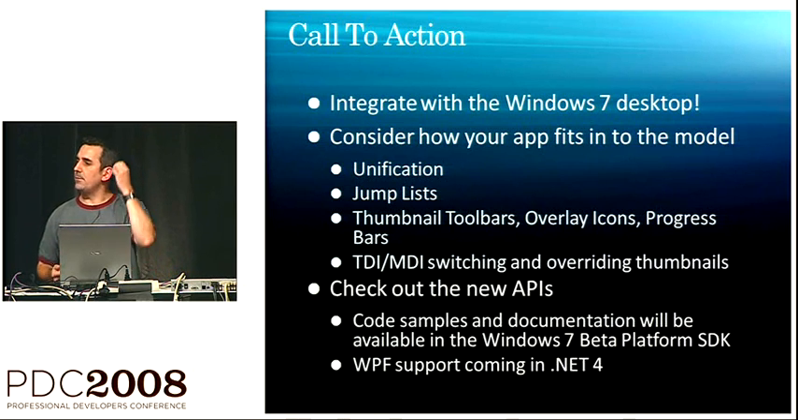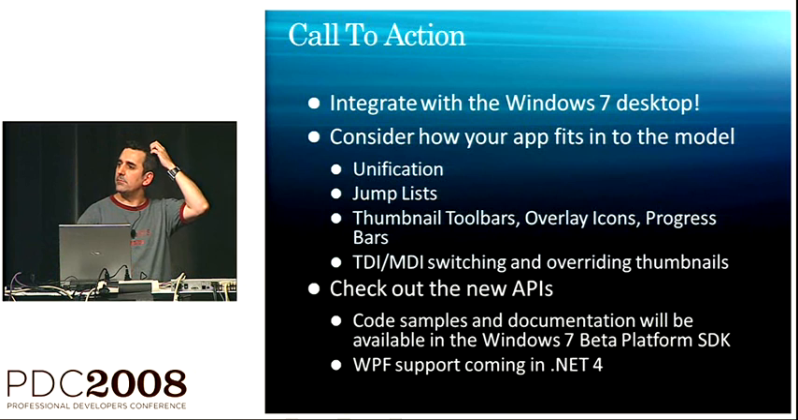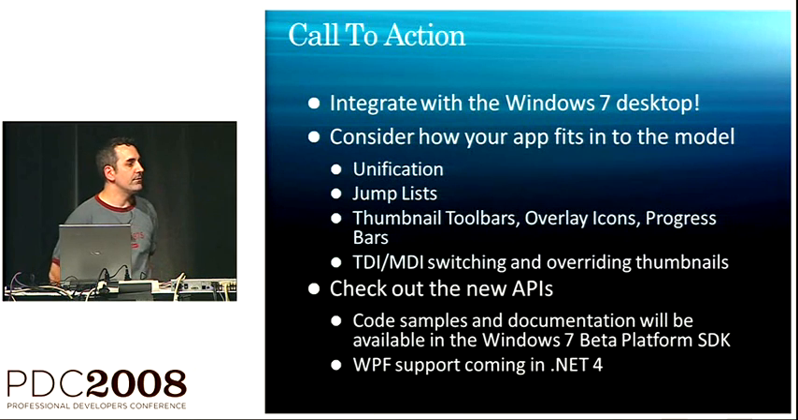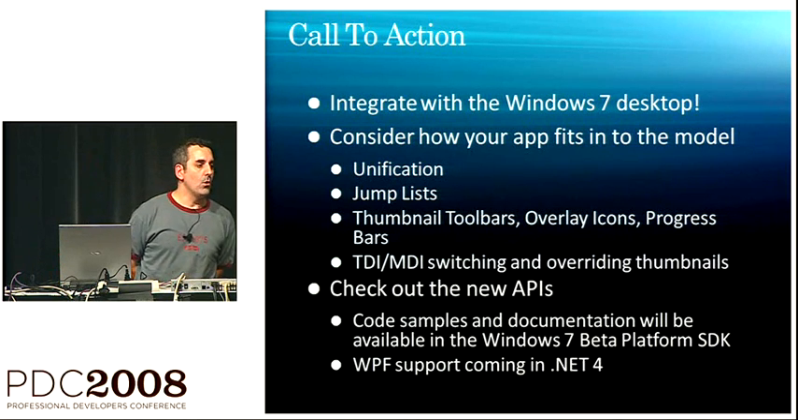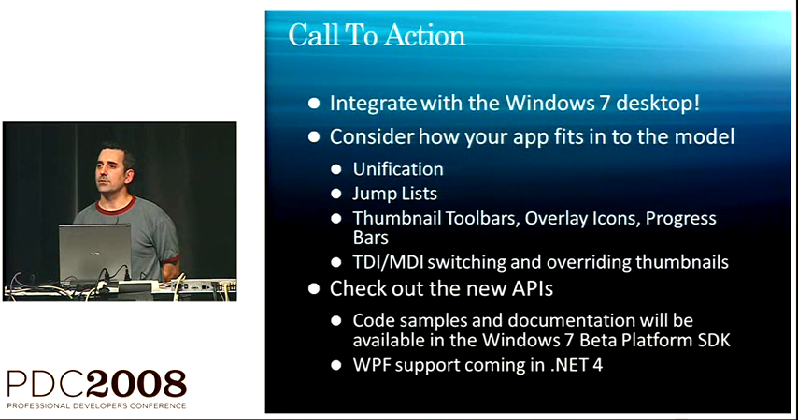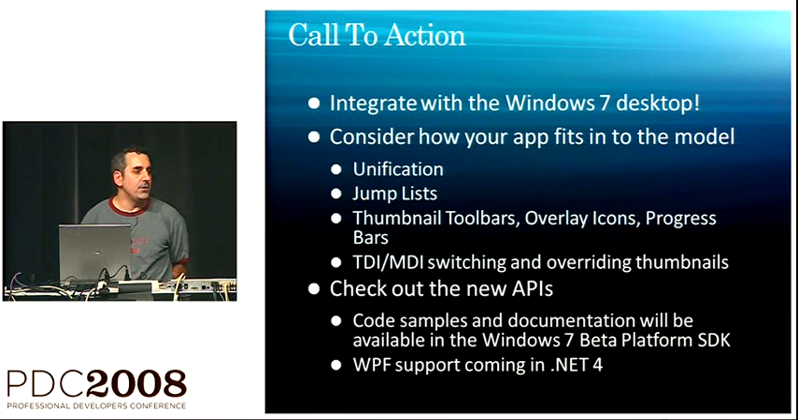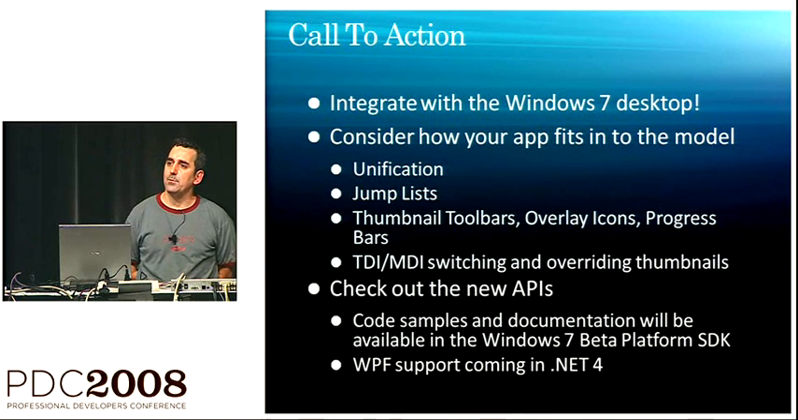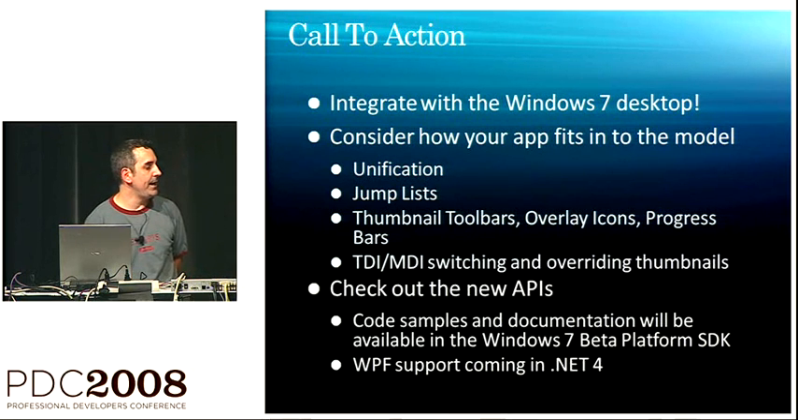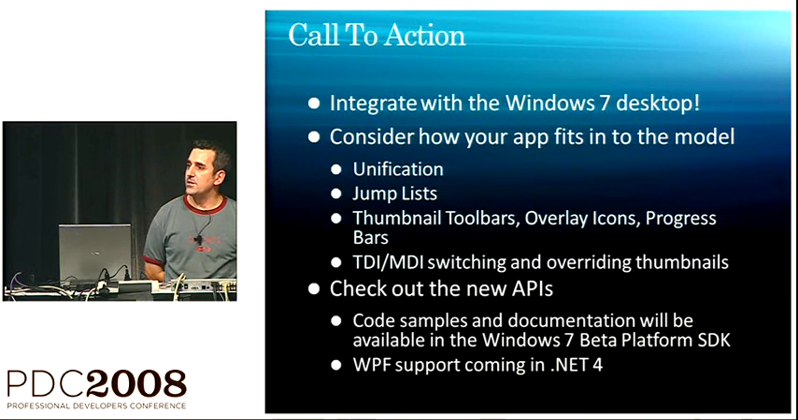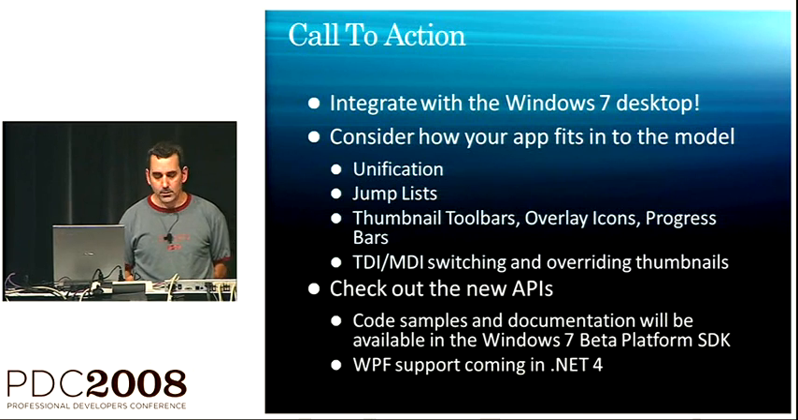Could you take advantage of any thumbnail toolbar functionality for common actions that any windows of your application may expose? Or benefit from peripheral status, such as overlay icons and progress bars? Or if you're a TDI or MDI app, could you benefit from exposing any of your documents? And I recommend that you check out what the new APIs look like. We're going to have a bunch of samples coming with the beta platform SDK. There's the WPF stuff that I just demoed. That's going to be available in .NET 4.